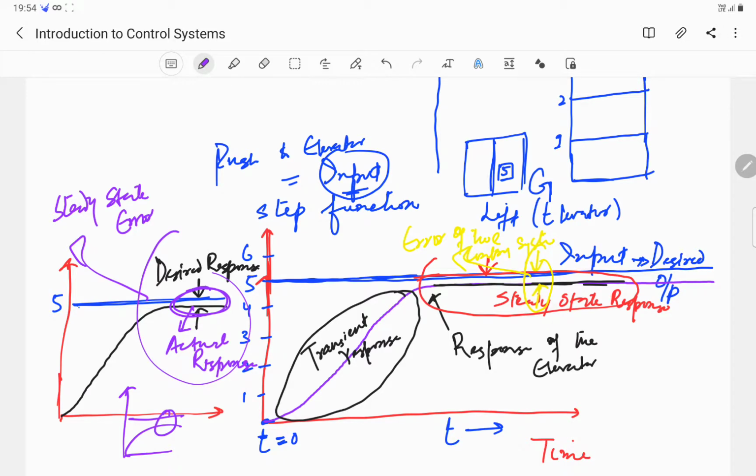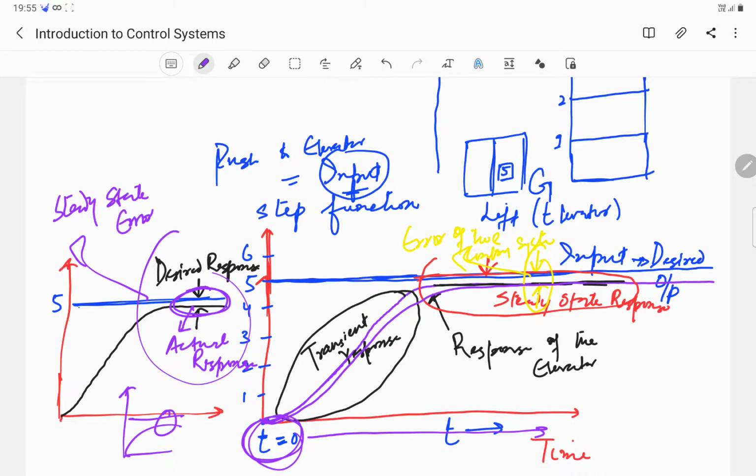It is obvious from this curve that when we press the button at t equal to 0, the input is 5. But in response, the elevator takes some time to reach the 5th floor. The elevator cannot instantaneously jump from the ground floor to the 5th floor. As can be seen from this time axis, it takes some time, as it has to cross the 1st, 2nd, 3rd and 4th floors, and eventually it reaches the 5th floor.